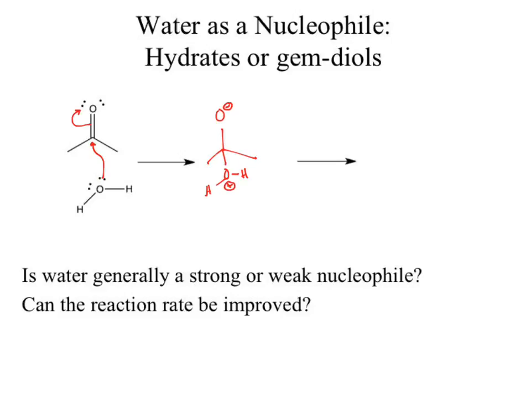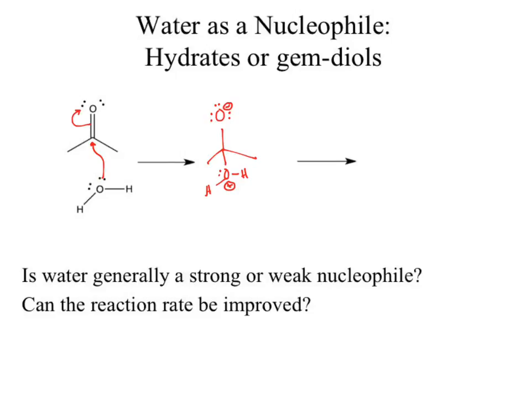And your first response will be, well, why would it want to do that? You're right. Why would it want to do that? It doesn't do this well. We'll talk about how we can fix that as that last question. Okay. Now what happens? You break the bond between the hydrogens and then that oxygen.